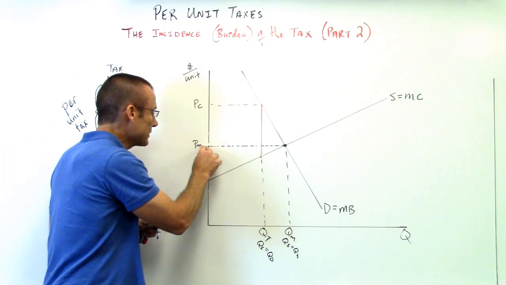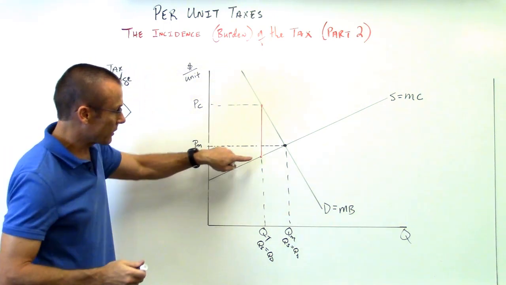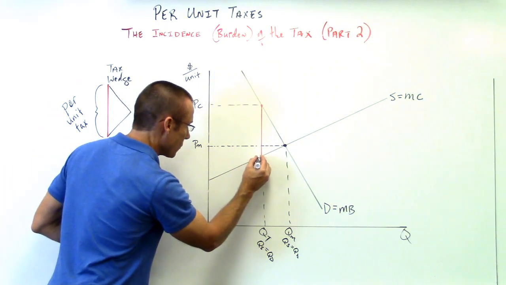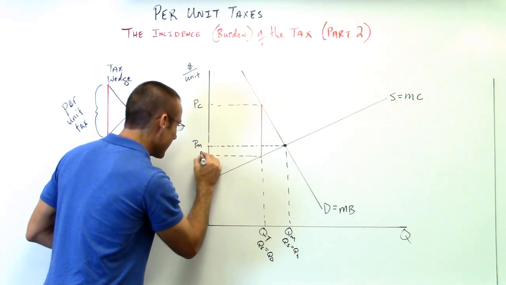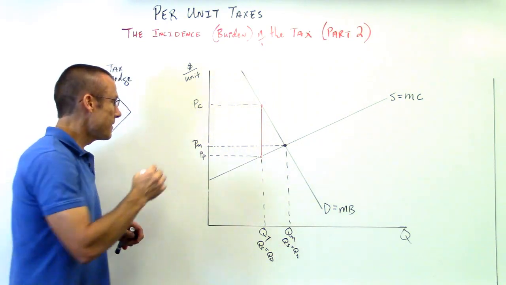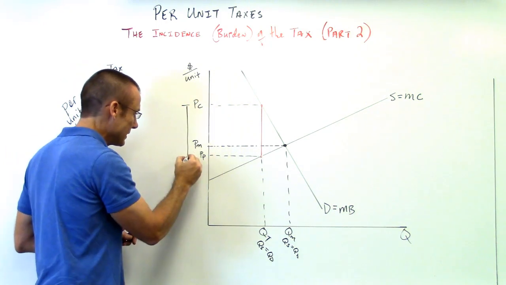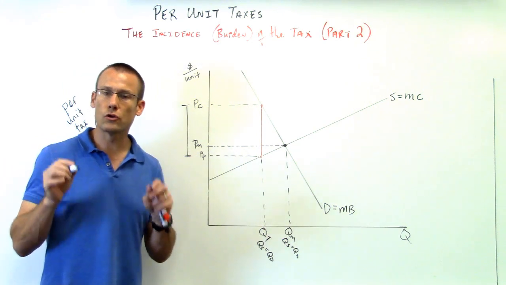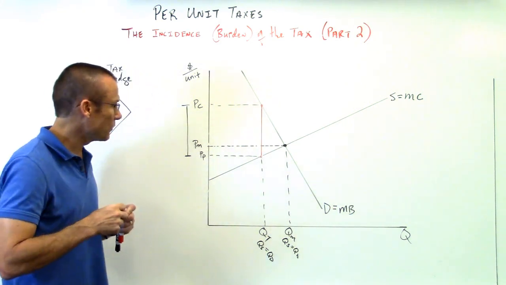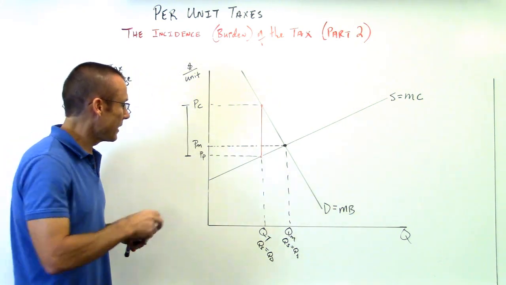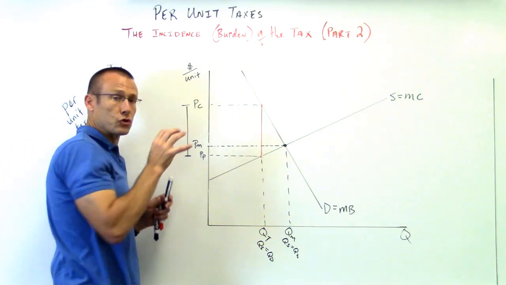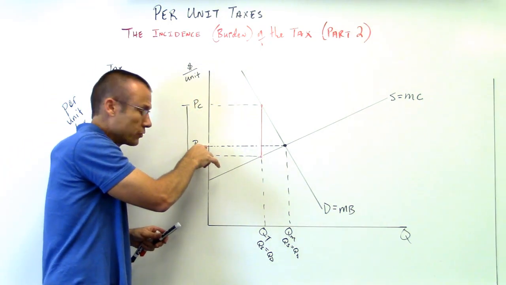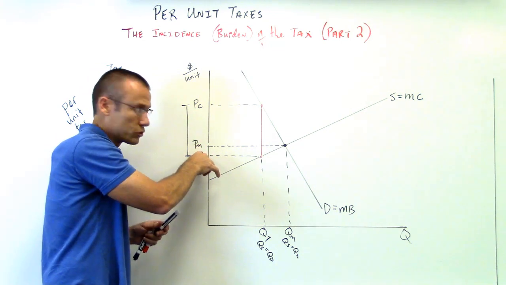Post-tax, price consumer goes up. Now I go to the bottom of the tax wedge, okay? I'm hitting the supply curve. So that is price producer, all right? This distance between PC and PP is the per unit tax. And we can see right off the bat, the consumer's price went up far more than the producer's per unit revenue, or the producer's price went down.